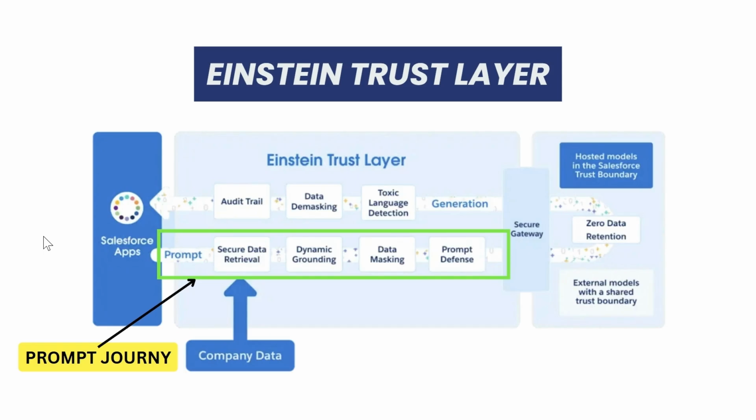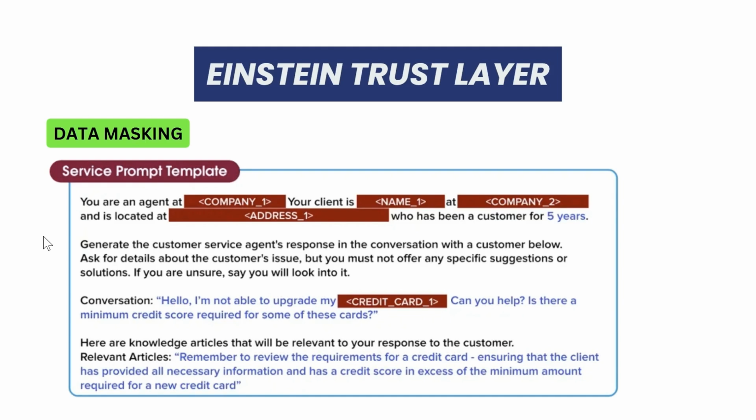So after dynamic grounding, we then move on to data masking. Before sending prompts to an external AI model, sensitive information is replaced with placeholders. As you can see here, company 1, name 1. Salesforce maintains a secure reference so that the masked data can be revealed in the final response later on.